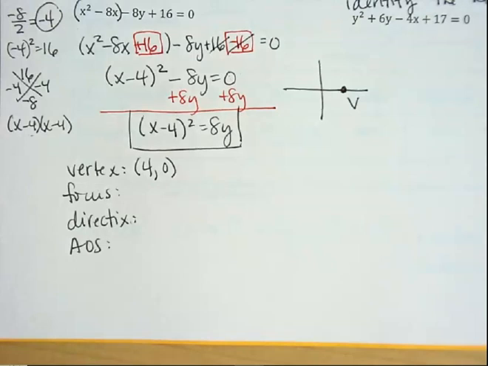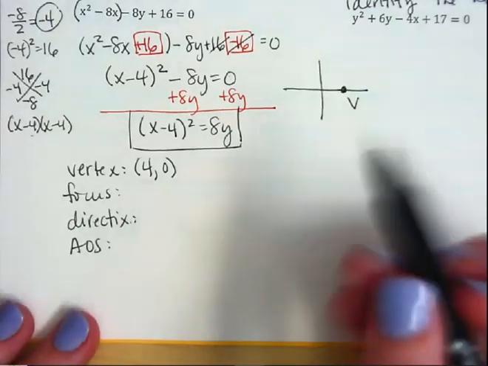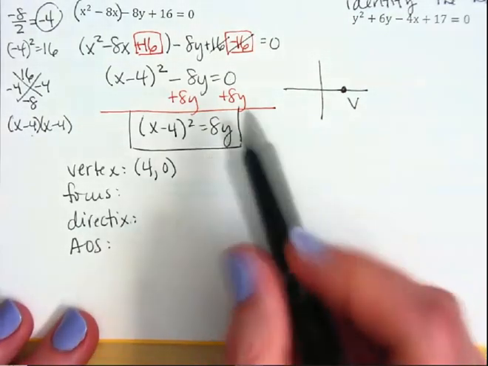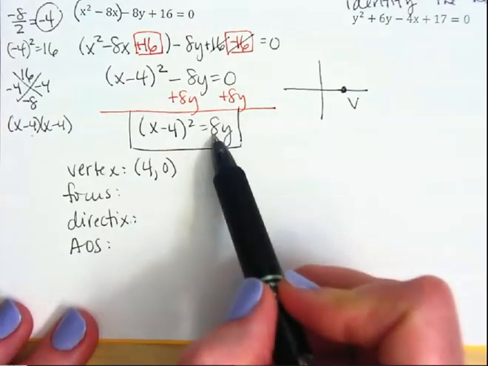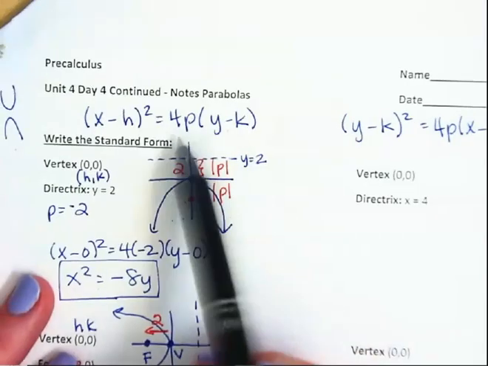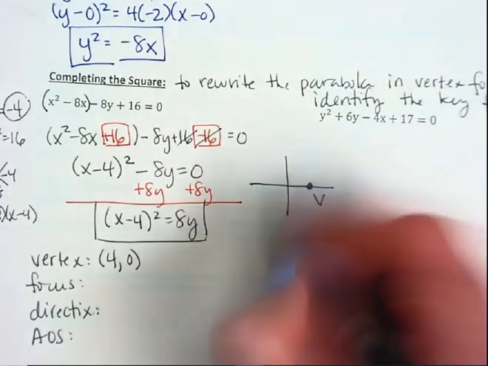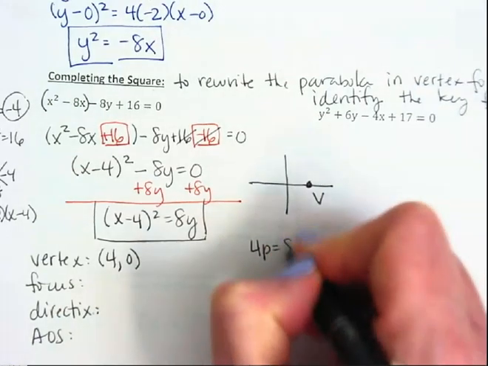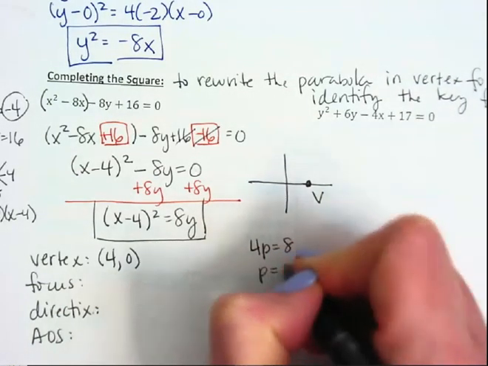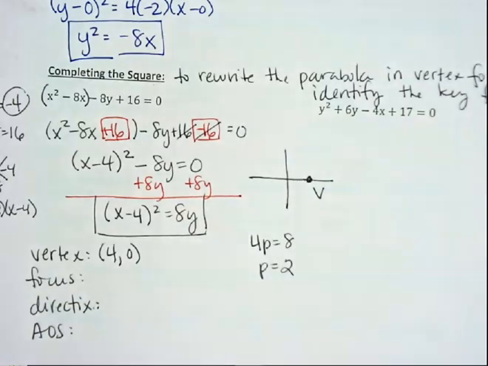So if you remember from the last lesson, we find the p-value by taking this constant term, 8, and setting it equal to 4p. So I'm going to do that here. So 4p equals 8, which means p equals 2. Now I have two pieces of information from that. One, it's positive, so I know that my graph will be opening up.